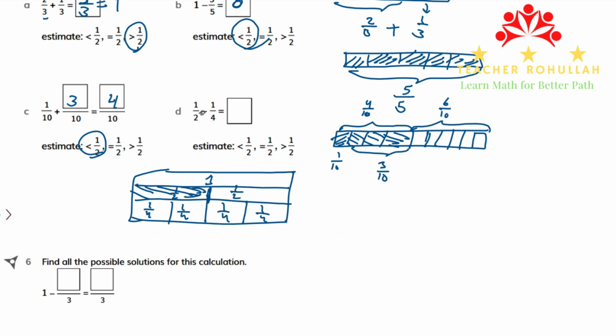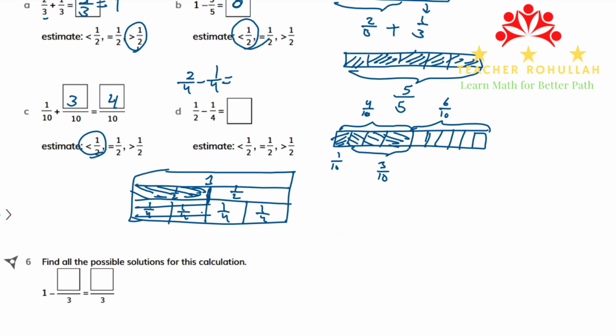1/2 minus 1/4. To solve fractions which do not have the same denominator, we have to make the denominators the same, which makes them like fractions. We see that 1/2 is equivalent to, or showing the same part as, 2/4. This is showing 2/4, which is equal to 1/2. So in place of 1/2, we can write 2/4 minus 1/4.